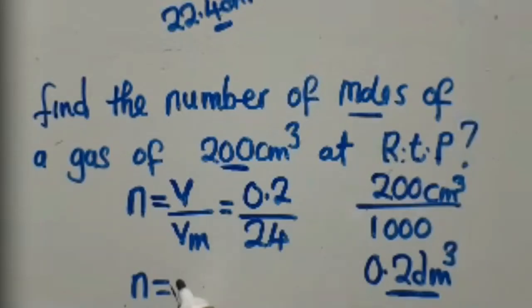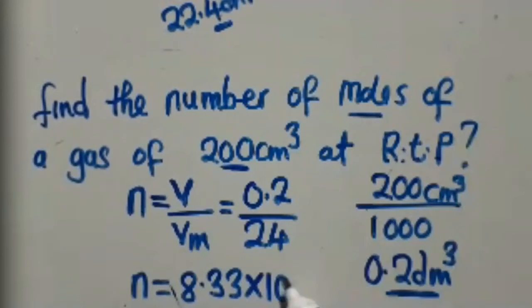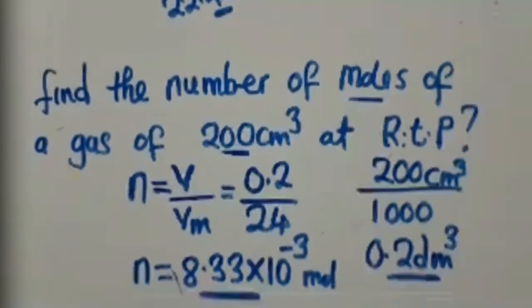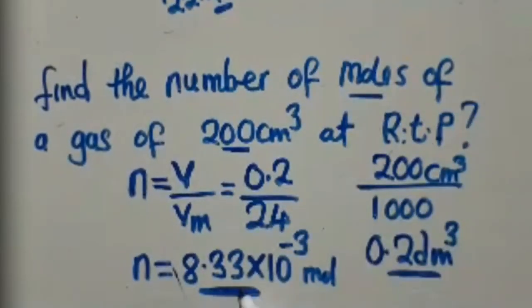You are getting an answer which is 8.33, times 10 to the power negative 3, like this. Then you just put moles. So this is your answer. This is the answer that you need to get. This is what you need to understand.